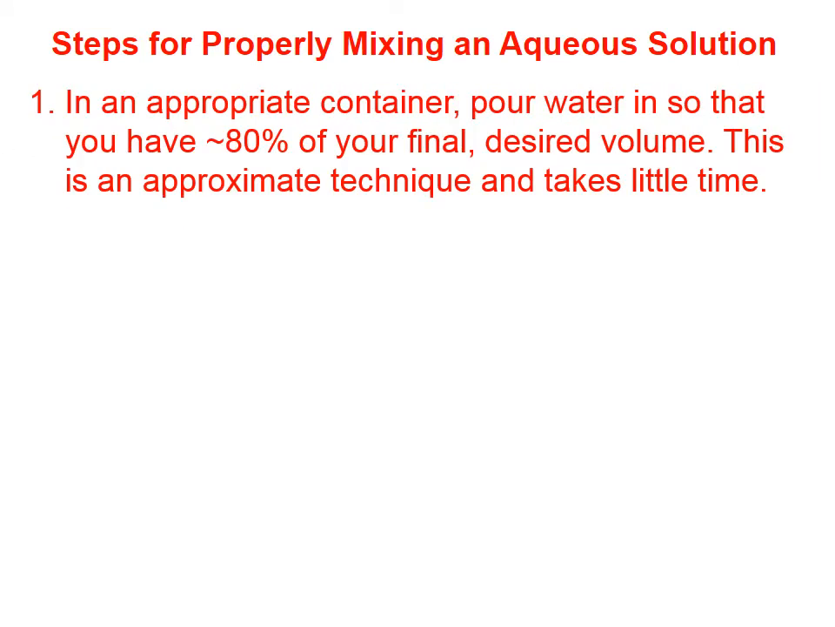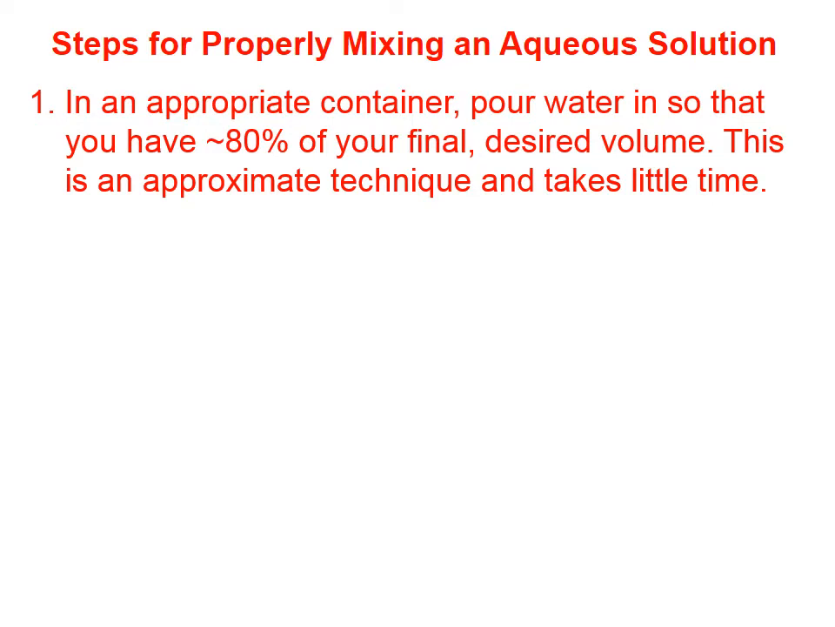Steps for properly mixing an aqueous solution. 1. In an appropriate container, pour water in so that you have perhaps 80% of your final desired volume. This is an approximate technique and takes little time. And when we say here appropriate container, that depends on what you're doing and how precise you need to measure. If precision isn't all that important, a beaker might be fine. An Erlenmeyer flask might be fine. If you're looking for quite a high degree of precision, perhaps a volumetric flask.